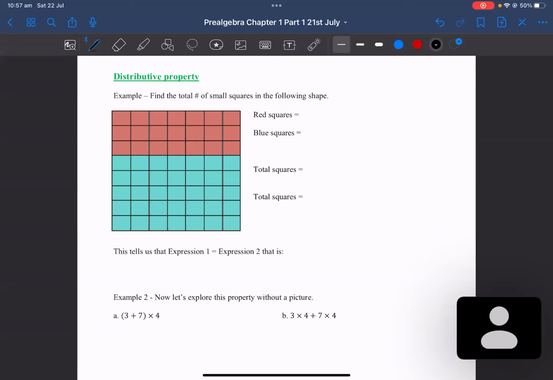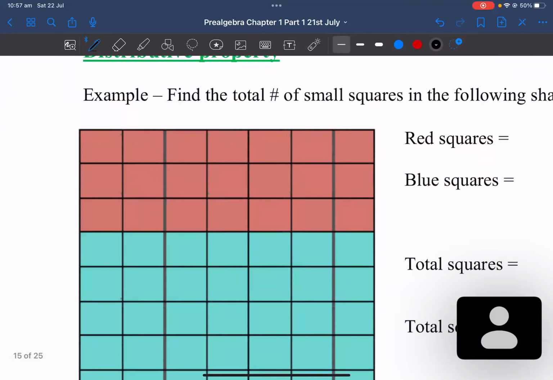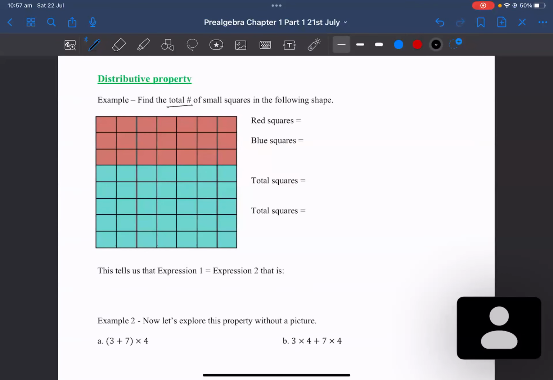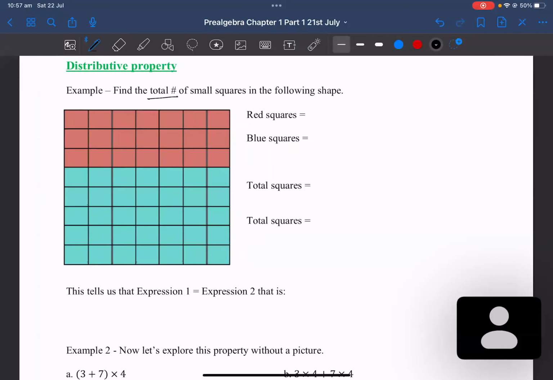So now I'm going to start with the distributive property. So we want to find the total number of small squares in the following shape. You can see the different colors. It's red and blue.